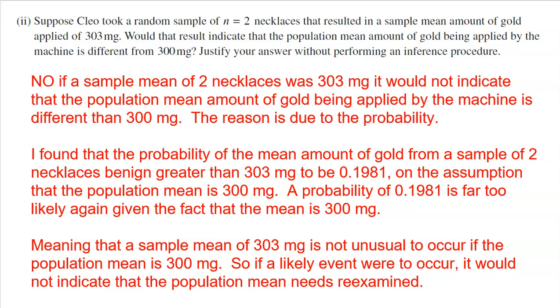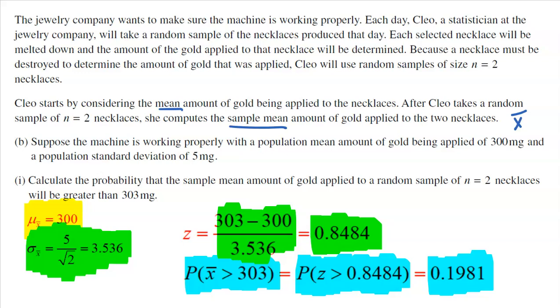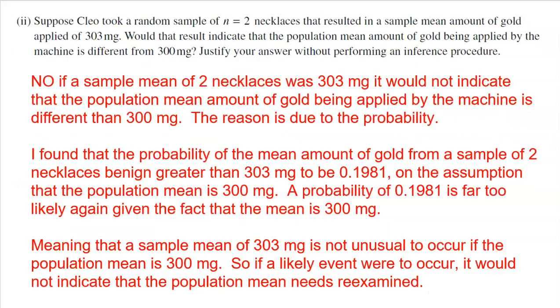So the mean is supposed to be 300. Yes, our sample came back at 303, but it's not that high. Even look at the z-score. The z-score for 303 in this sampling distribution for the mean of 2 necklaces is 0.8484. So it's only a little bit above the mean. It's not even 1 standard deviation above. That is not weird at all. That would not give us reason to think that the machine is working incorrectly.